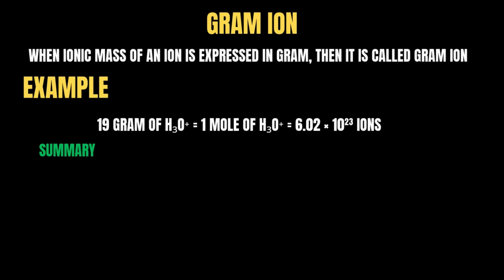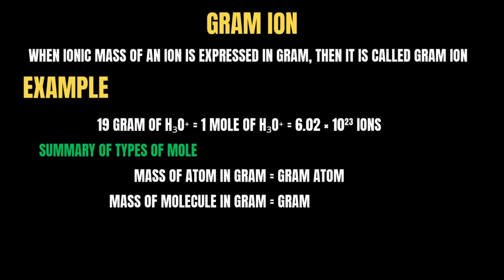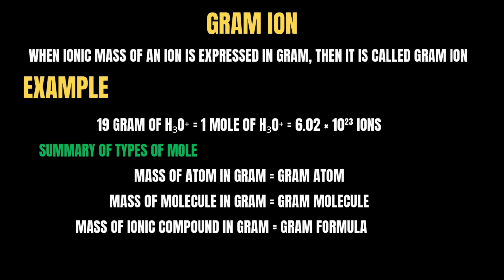Now here understand one important point again. When we express the mass of an atom or element in grams, it will be called gram atom. When we express the mass of a molecule in grams, it will be called gram molecule. When we express the mass of an ionic compound in grams, it will be called gram formula. And when we express the mass of an ionic substance in grams, it will be called gram ion. From this, the concept becomes clear again that when we express the mass of any substance in grams, whether it is an atom or a molecule, it will be called 1 mole of that substance.